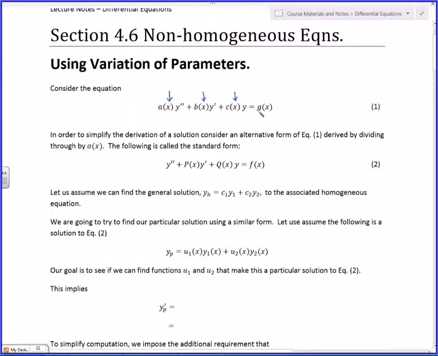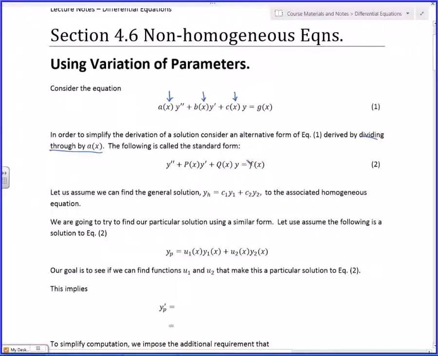So let's consider this equation in general. The right-hand side is non-zero. In order to simplify this derivation of the solution, instead of solving this equation, I'm going to divide through by a sub 2 of x and write it like this.